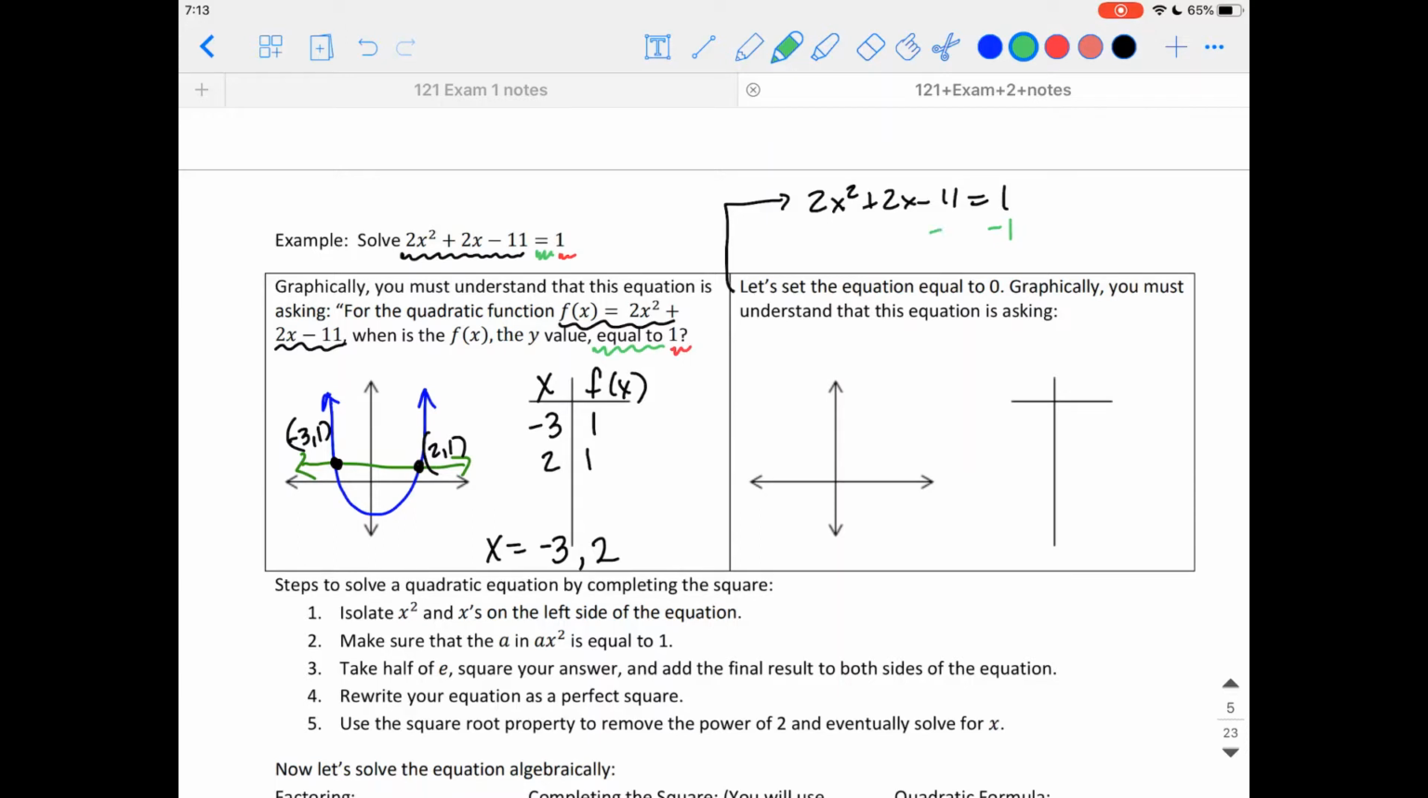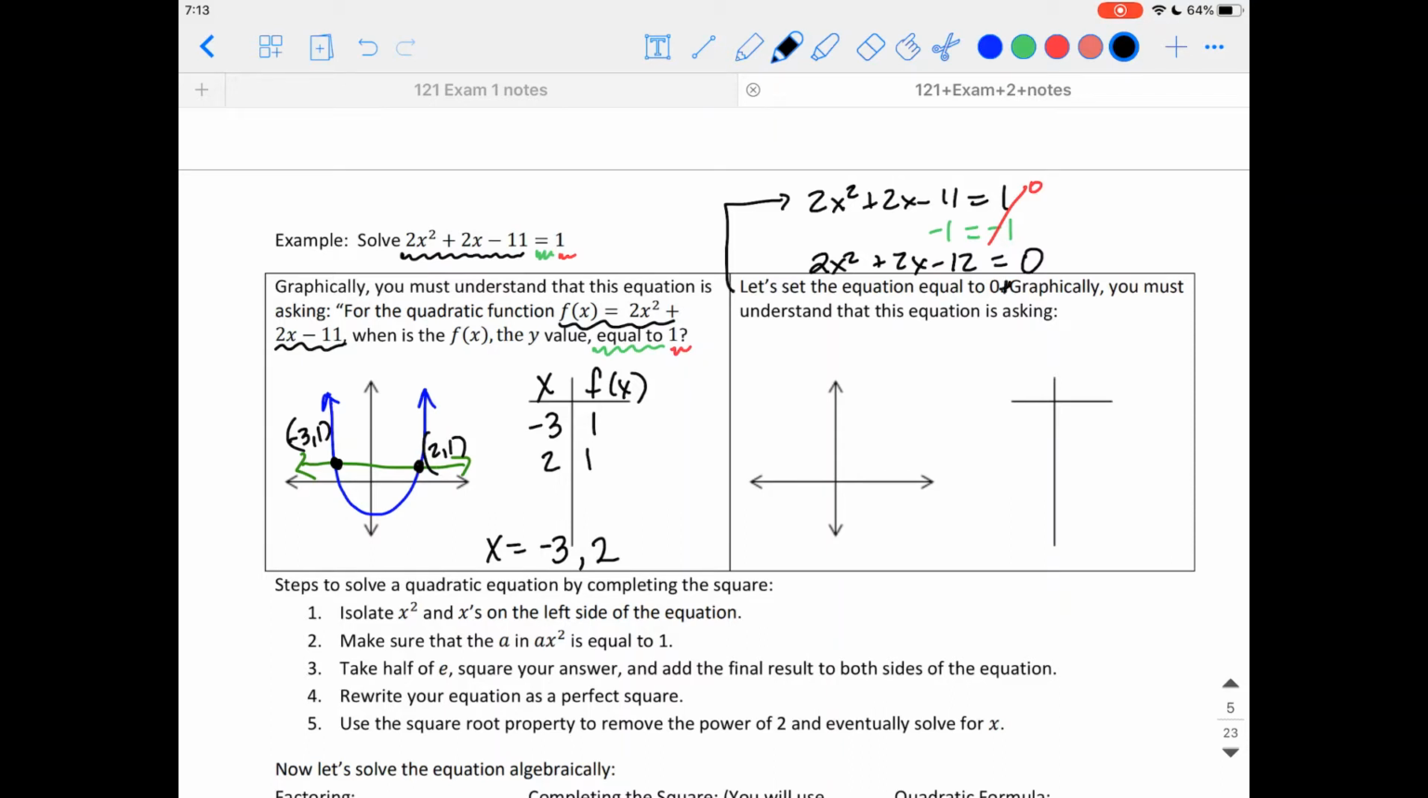And I'm going to align it already with what it's going to combine with. So I'm going to be left with 2x squared plus 2x minus 11 minus 1, which is minus 12, is equal to, and then 1 minus 1 simplifies to 0. So I'm left with 0. So I'm going to get 2x squared plus 2x minus 12 is equal to 0.